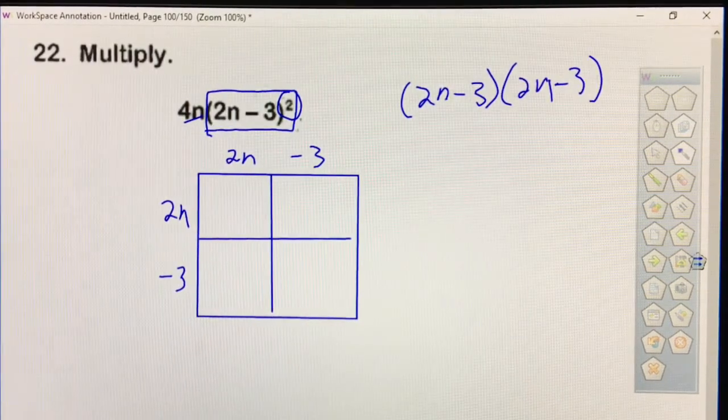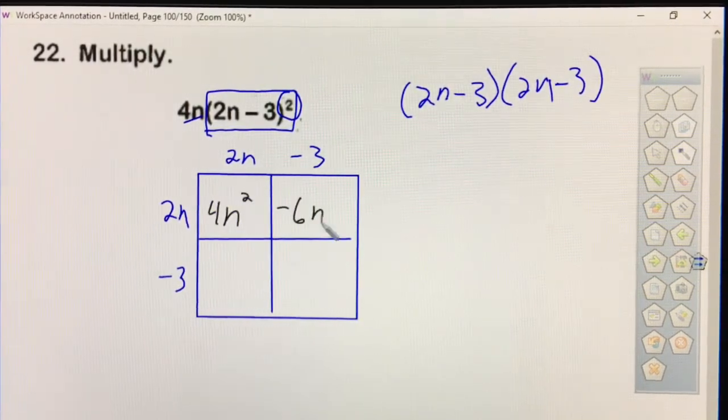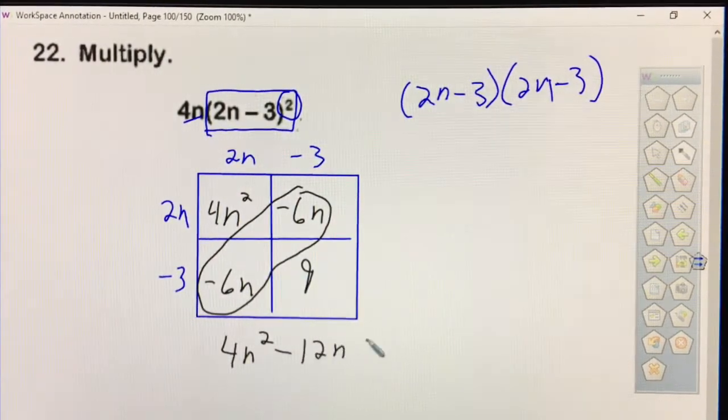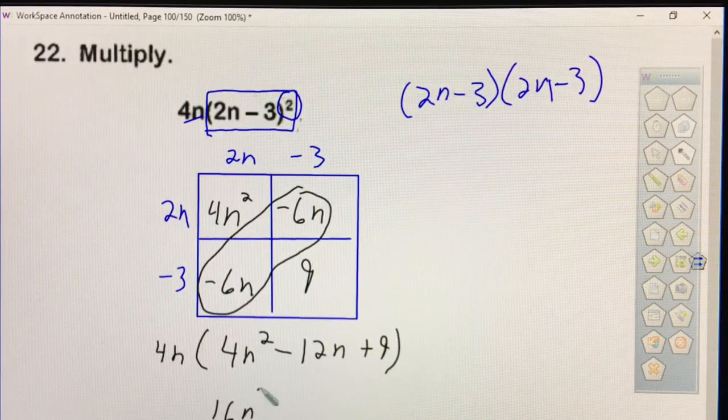And you can FOIL it or use the Punnett square. I just like the Punnett. That's 4n squared minus 6n minus 6n plus 9. That's going to give me 4n squared minus, notice these combine on the diagonal, minus 12n plus 9. I have to multiply everything by 4n, and that's going to give me 16n cubed minus 48n squared plus 36n.